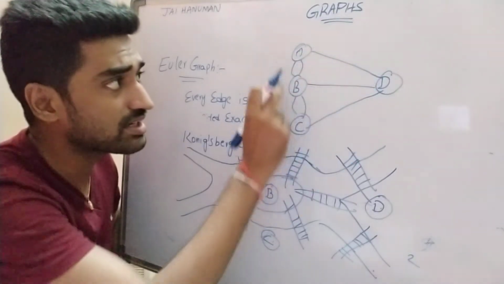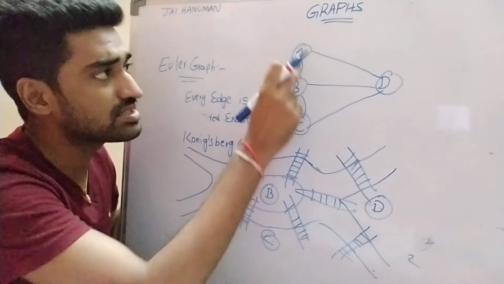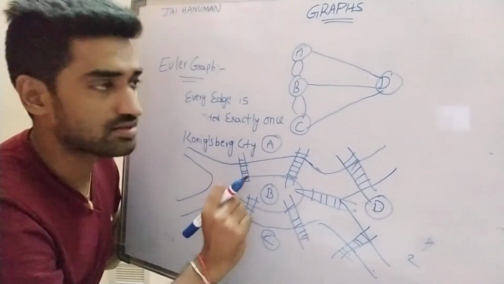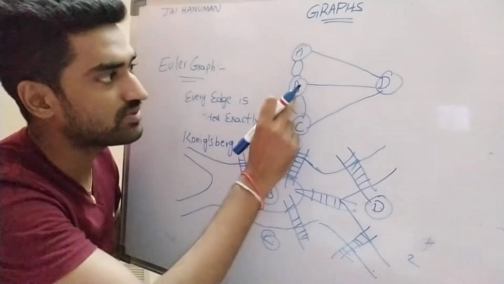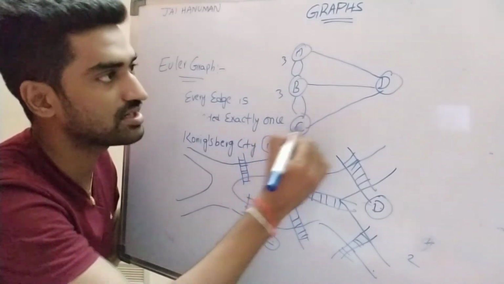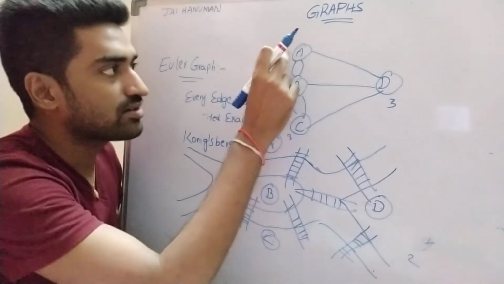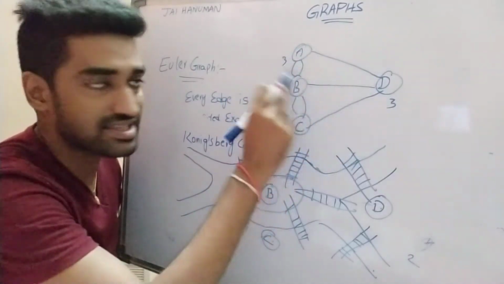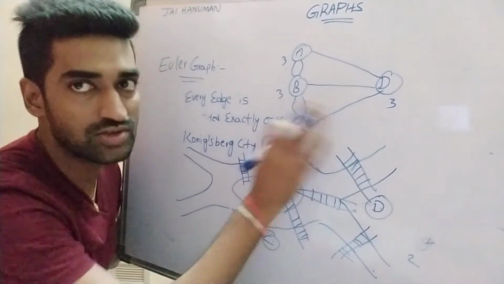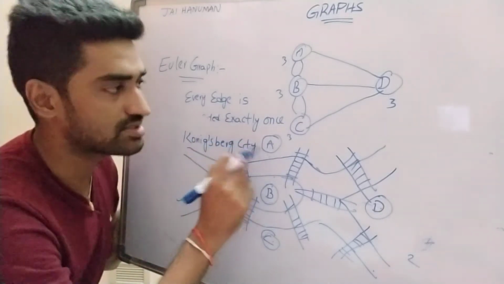A connected undirected graph is said to be an Euler graph only if each and every vertex has even degree. In this problem, each and every vertex has odd degree. A's degree is 3, B's degree is 3, C's degree is 3, D's degree is 3. So that's why we cannot cross all the bridges exactly once. That's why there is no possible solution for this problem, based on Euler graphs.